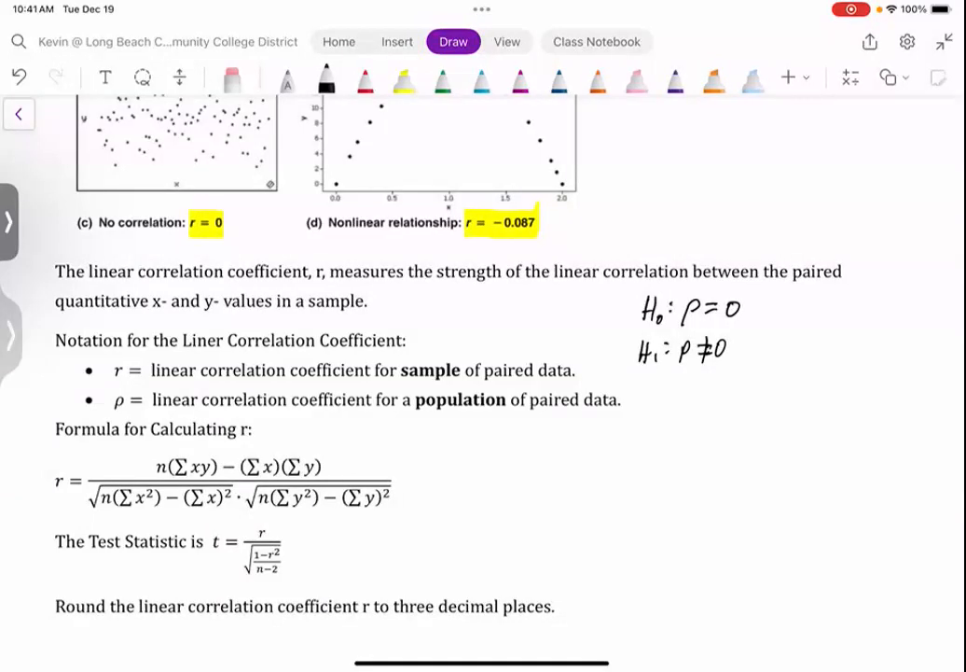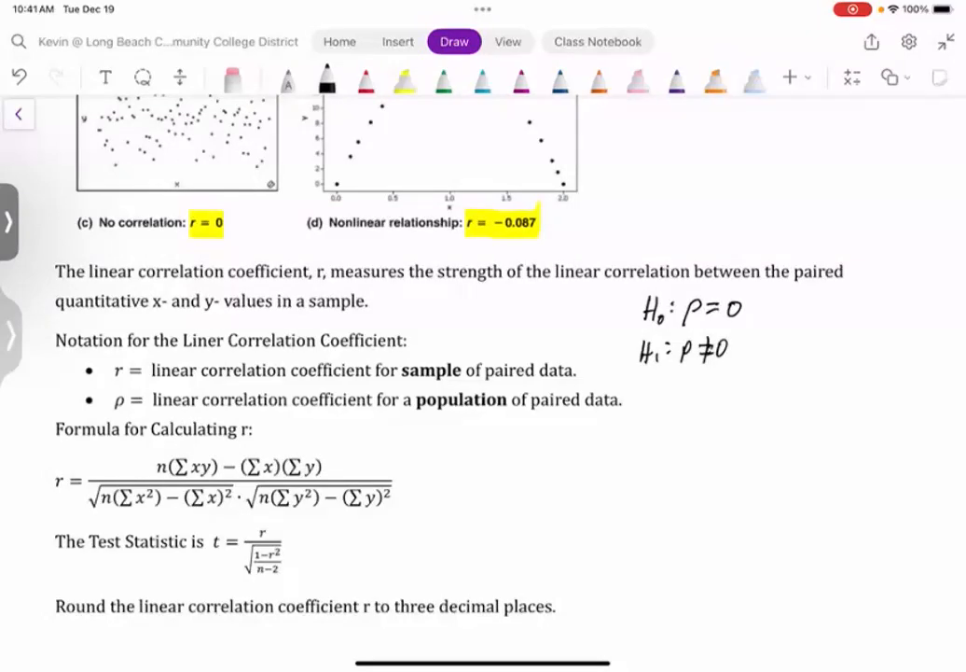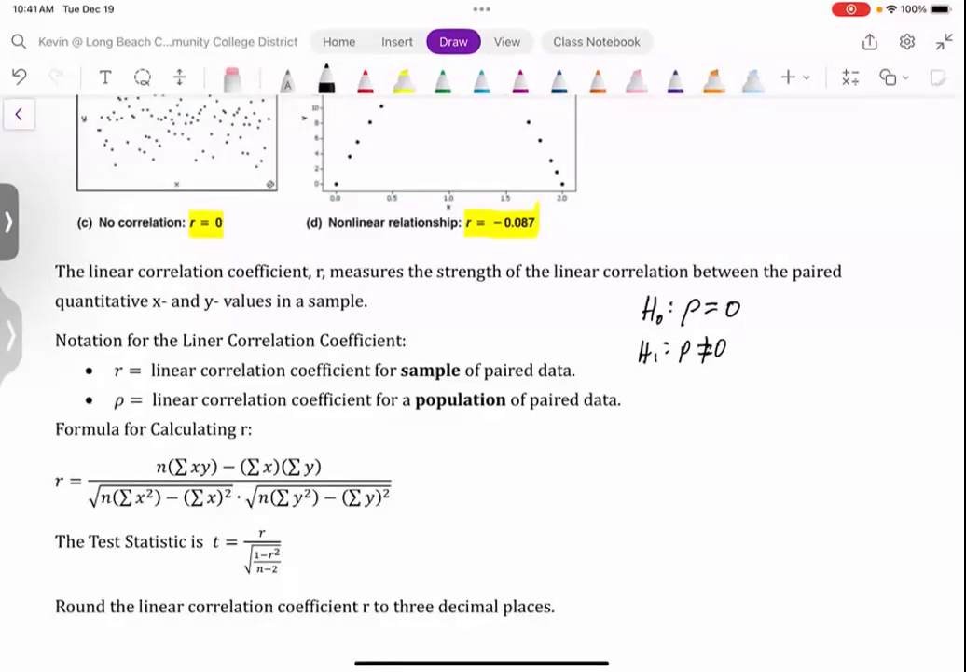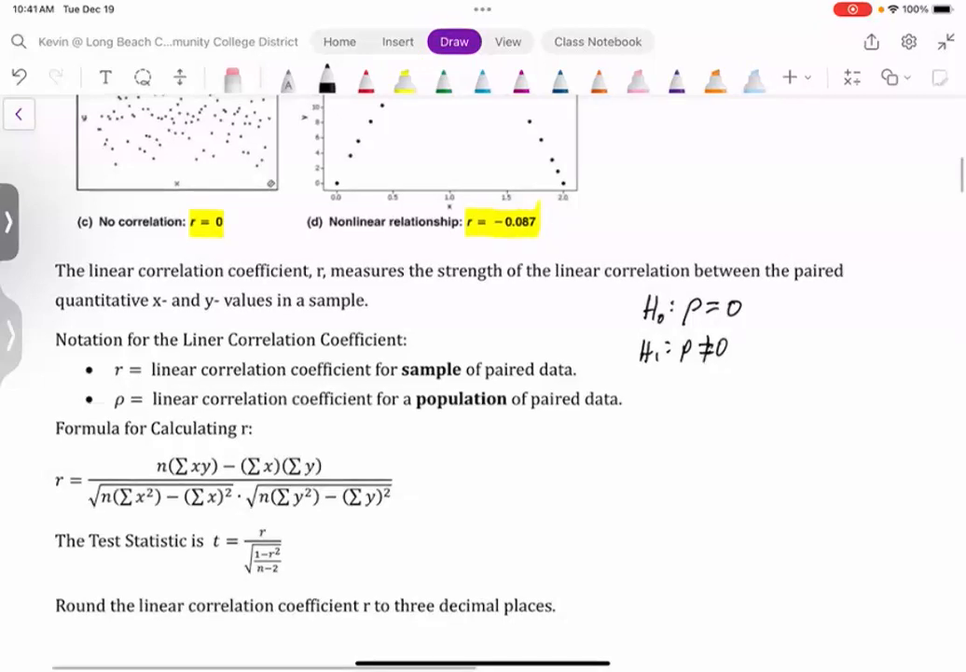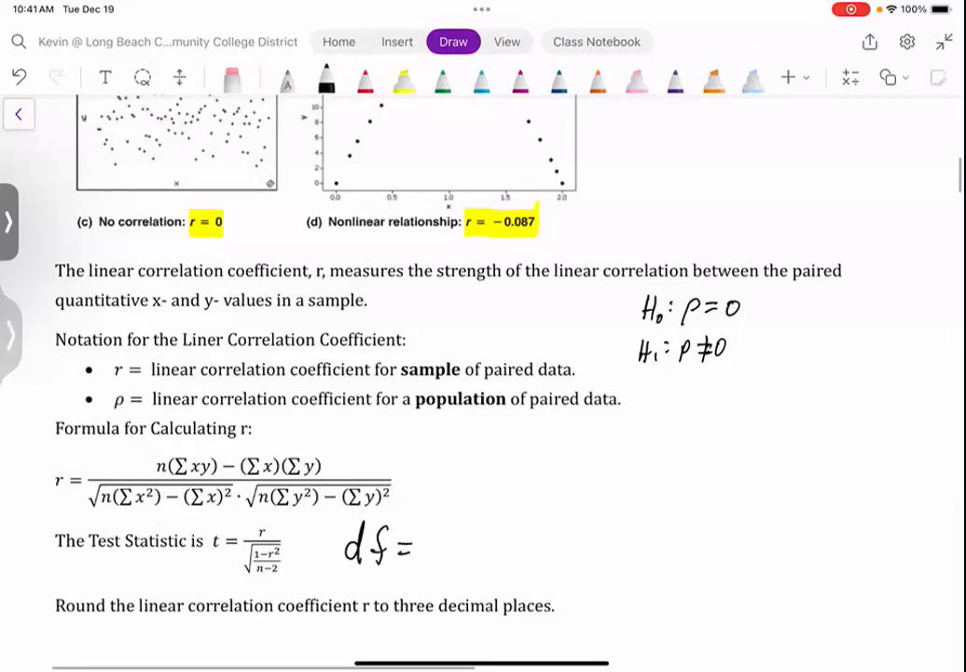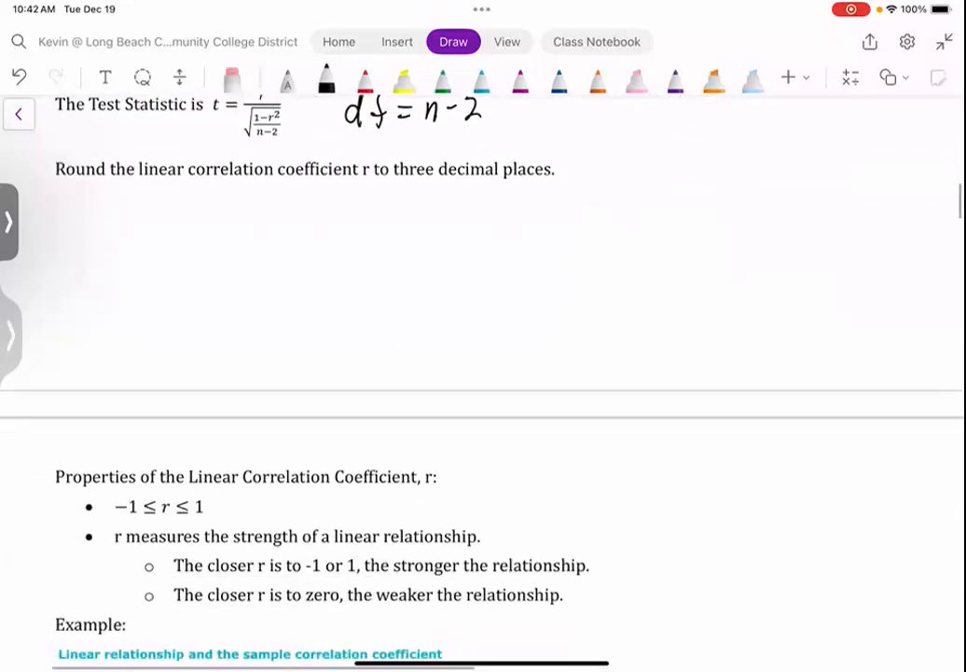The test statistic is here. We have to calculate the R from the equation above, and that's divided by the square root of 1 minus R squared over n minus 2. I want to make it clear, our degrees of freedom is n minus 2 in this case because we have two sets of data. And we often just round the linear correlation coefficient off to 3 decimal places. And there's reasons for that. Back when we used to use tables and things, they usually rounded them off to 3 decimal places.